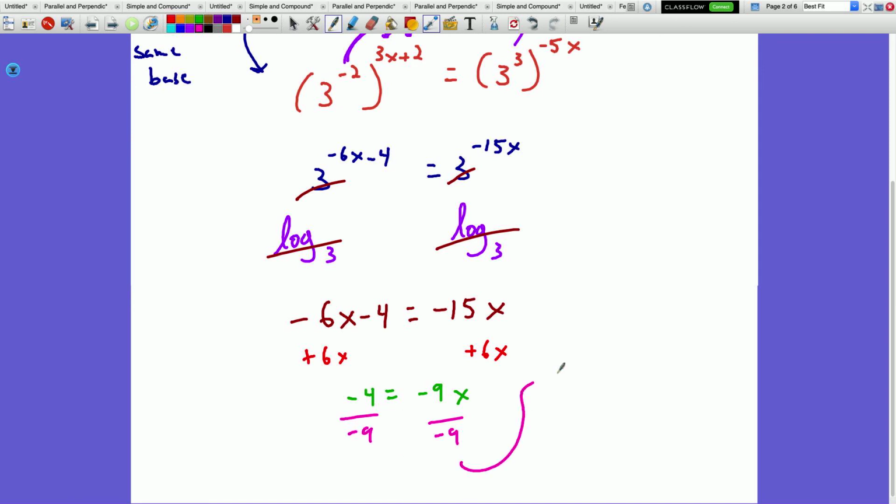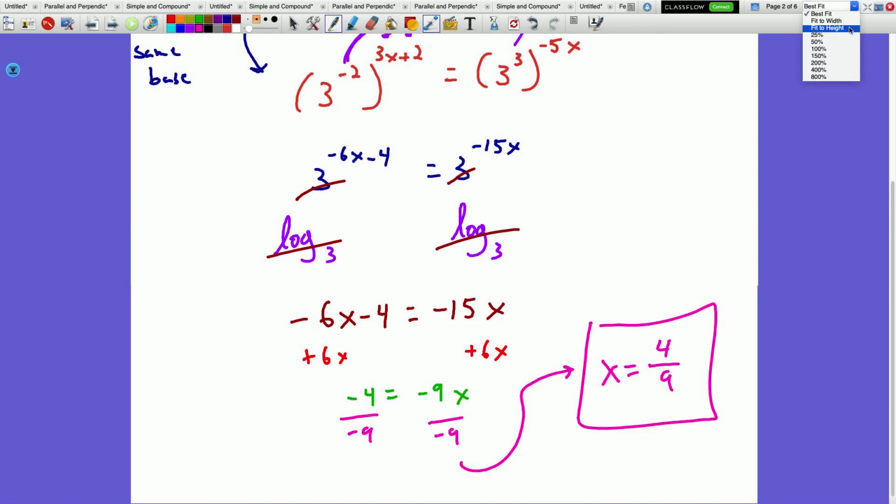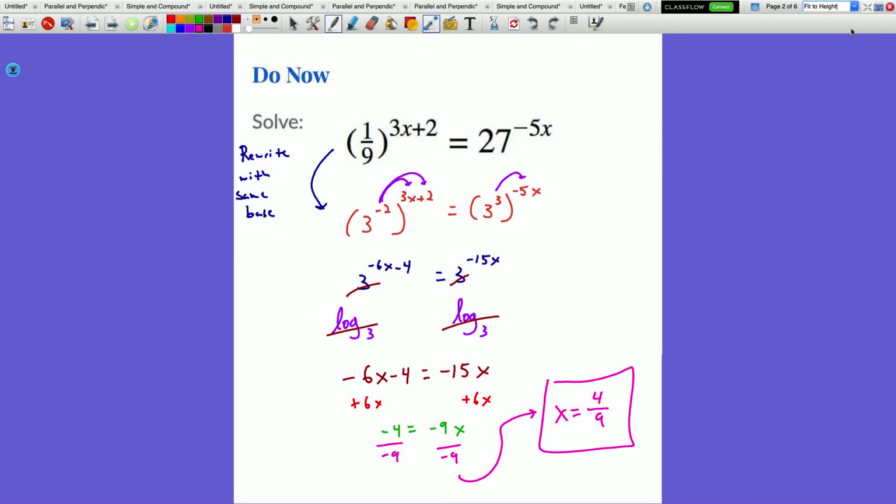And we get x equals 4 over 9. The negatives cancel out. All right. Plug it back in, make sure it balances.